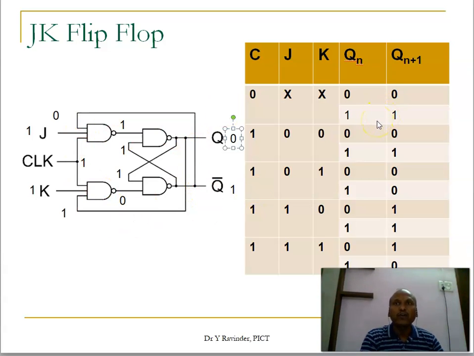In a JK flip-flop, when both the inputs J and K are 0, 0, the output will remain the same, so Qn plus 1 will be Qn. Then for J equal to 1 and K equal to 0, the output will be 1. When K is equal to 1 and J is equal to 0, the output will be in a reset condition. But the additional condition we got in the JK flip-flop is this: when J and K are both 1, the output keeps on toggling.